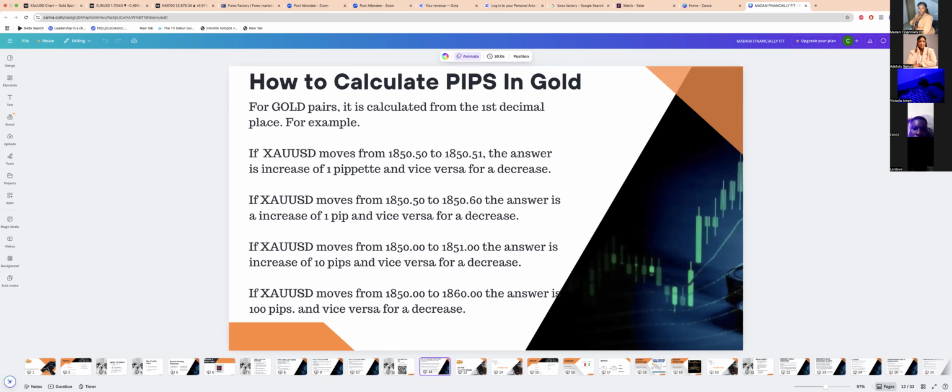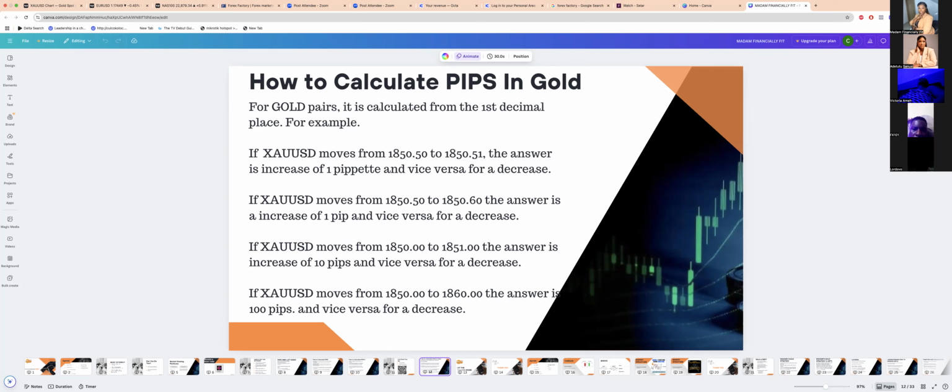Now if XAUSD moves from 1.5050 to 1.5060, the answer is it increased in 1 pip, right? And vice versa for a decrease. Is that simple? Now, if XAUSD moves from 1850.00 to 1851.00, the answer is it increased in 10 pips.